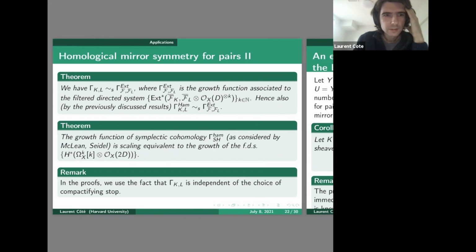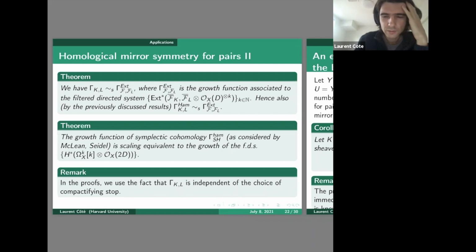So the theorem says that if you have homological mirror symmetry for pairs, then you can compute growth functions of Lagrangians in terms of the growth functions of the mirror sheaves and vice versa. And similarly, you can compute the growth function of symplectic cohomology in terms of some quantity in the mirror, which is purely defined in terms of algebraic geometry. And the proof essentially is that, well, these growth functions are purely categorical. We have equivalences of categories, and so they should be the same.